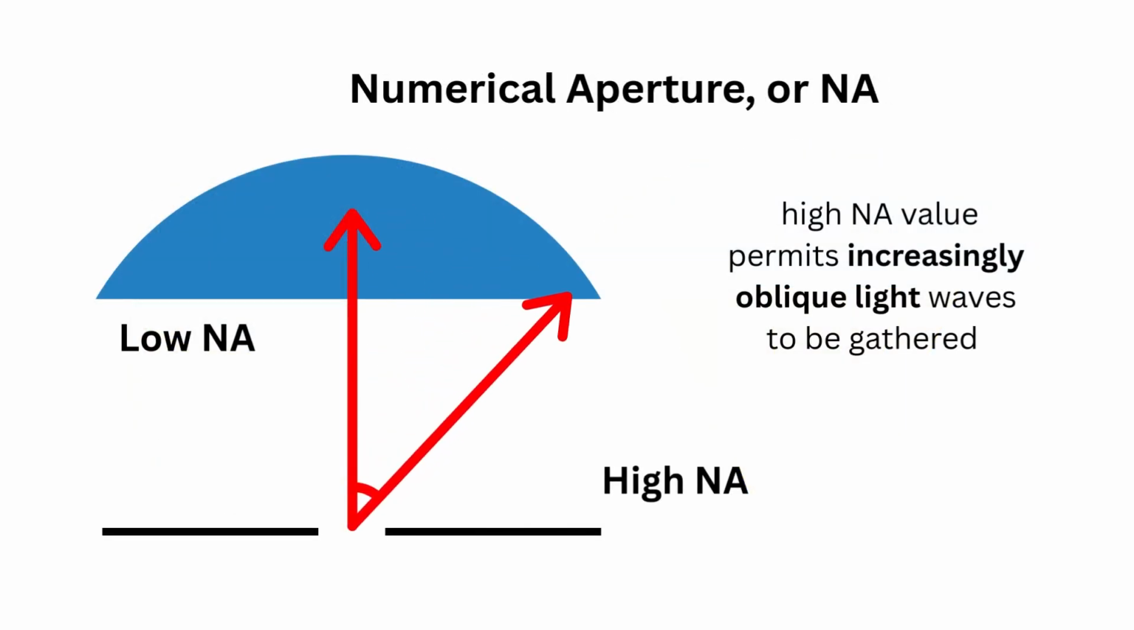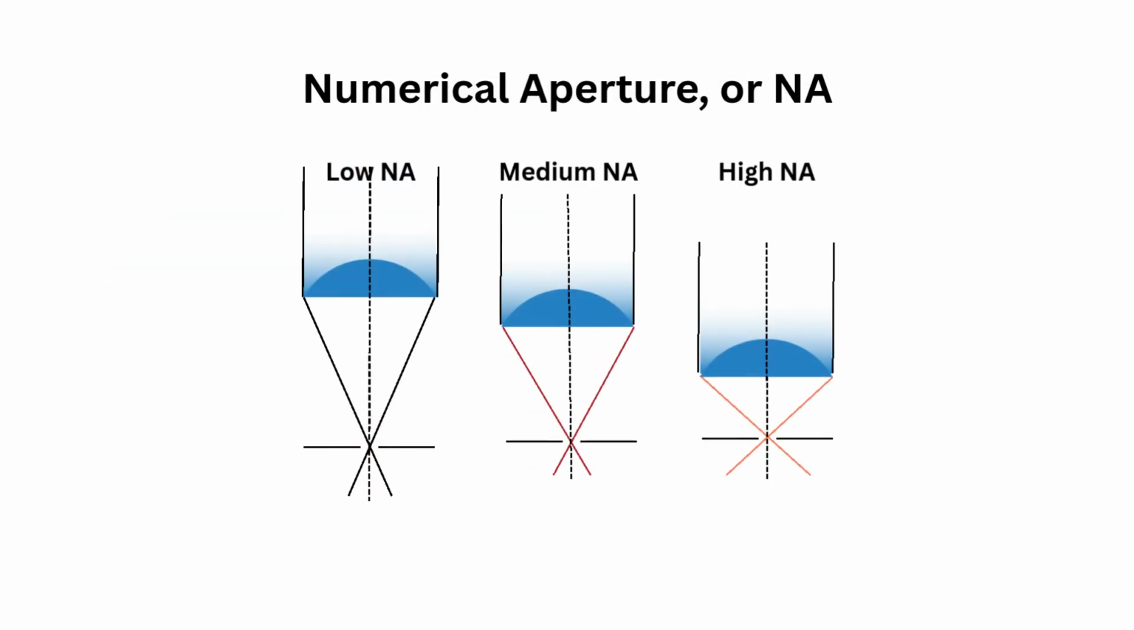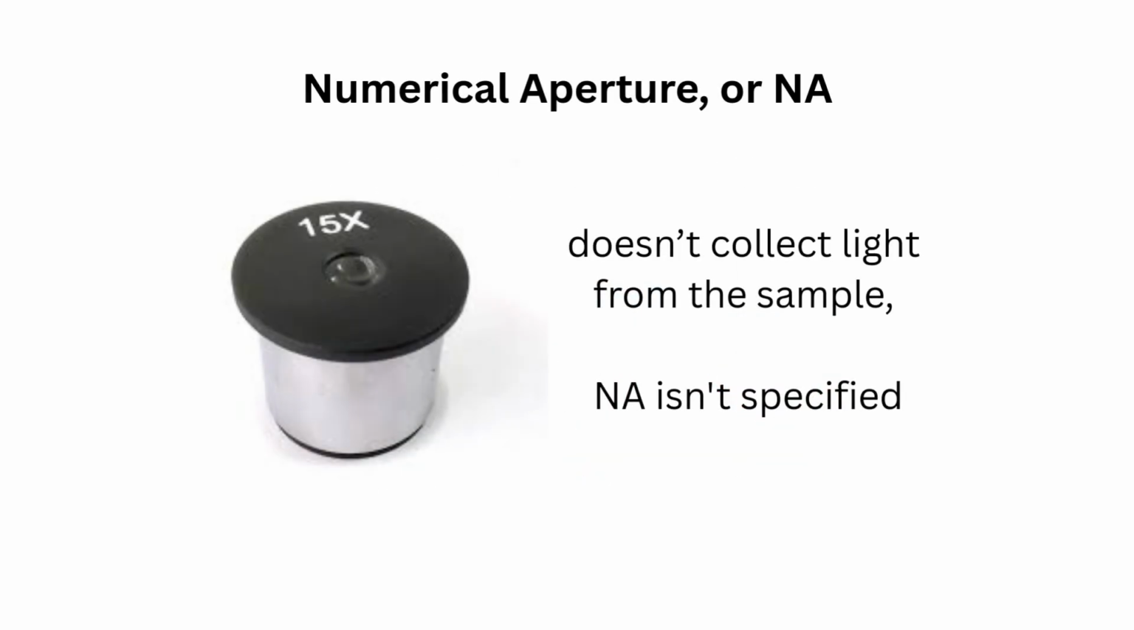Objectives with high numerical aperture can capture light entering from wider angles, improving image detail and resolution. The eyepiece lens simply magnifies the image that the objective creates, so it does not collect light from the sample and therefore its NA is not specified.